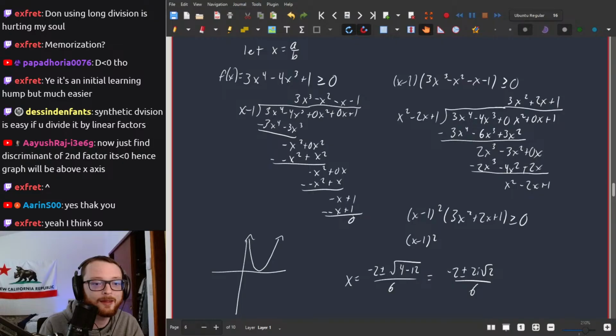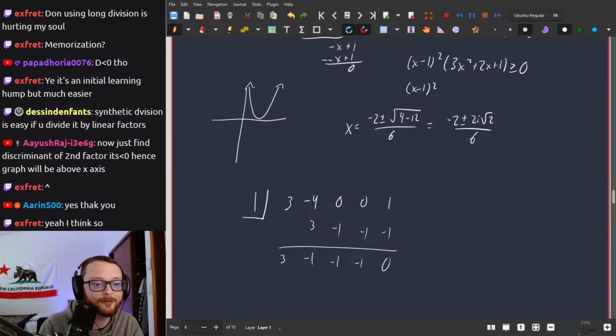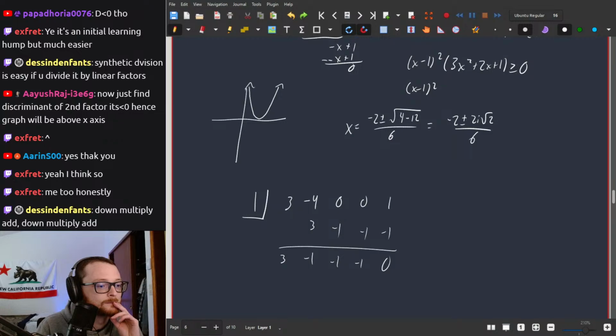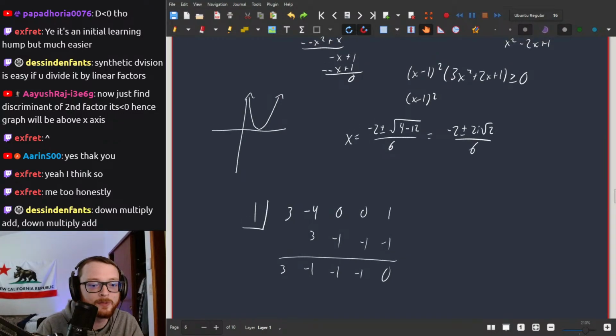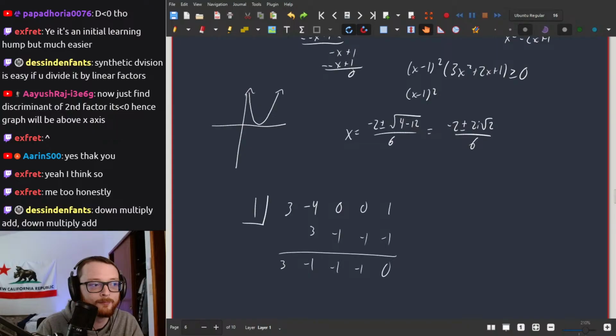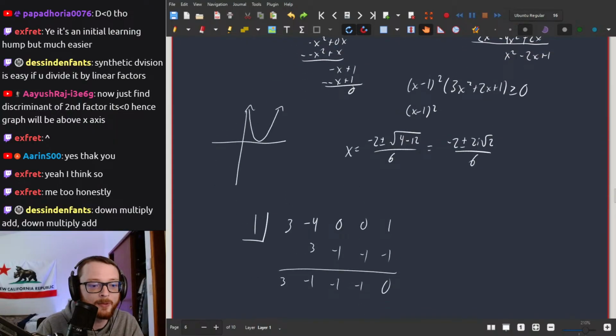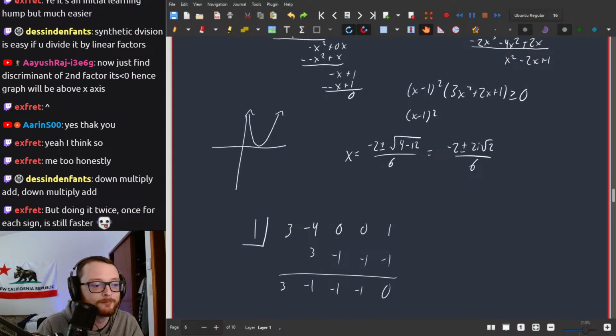Okay, so yeah, I know it's faster. I always get scared about the sign of the number up here, and then whether you add or subtract or whatever. So that's why I don't like synthetic division. I'm just always afraid of messing up those two things.